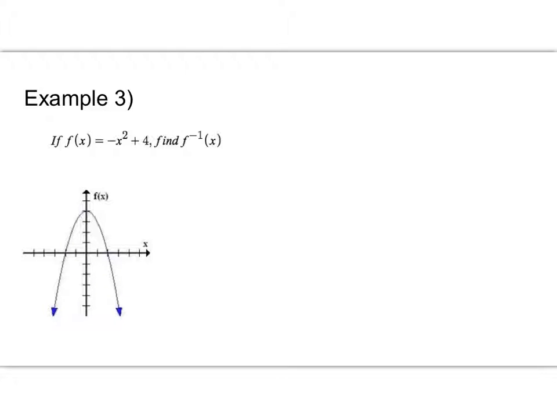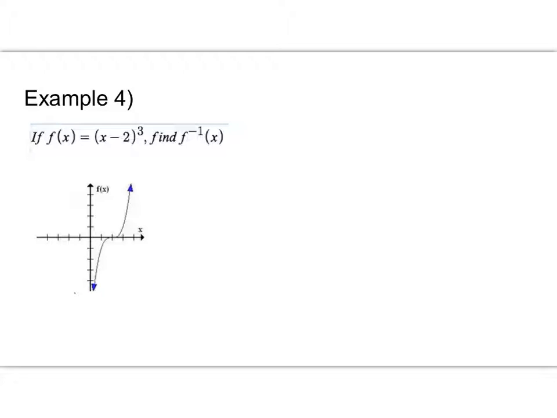Next example. I have f of x equals negative x squared plus 4. Find f inverse of x. Well, if you look here, this function doesn't pass the horizontal line test. It passes the vertical line test, but not the horizontal line test. So it's a function, but it doesn't have an inverse. The only way I could make that have an inverse would be to restrict the domain.